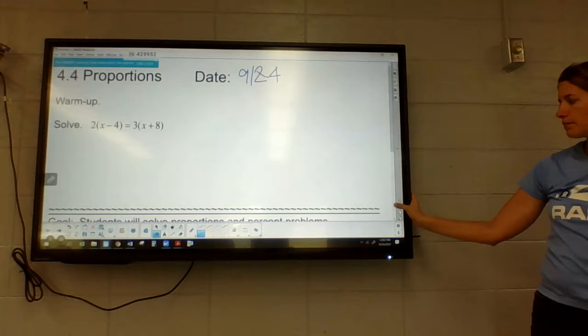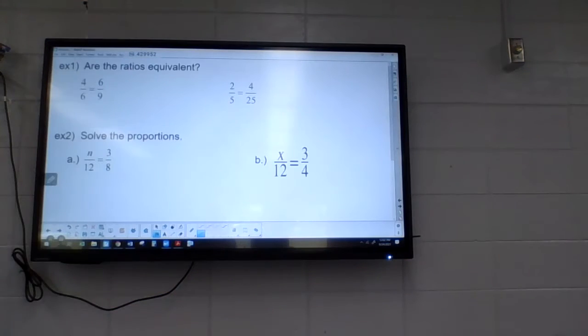So there's a couple of different ways you can check this. What did you guys do? I see some of you guys writing yes and no. How do you know? Yeah, what did you do? For the first one, I found out that 4 times 1.5 would be 6, and 6 times 1.5 would be 9. Okay, yeah, that works.